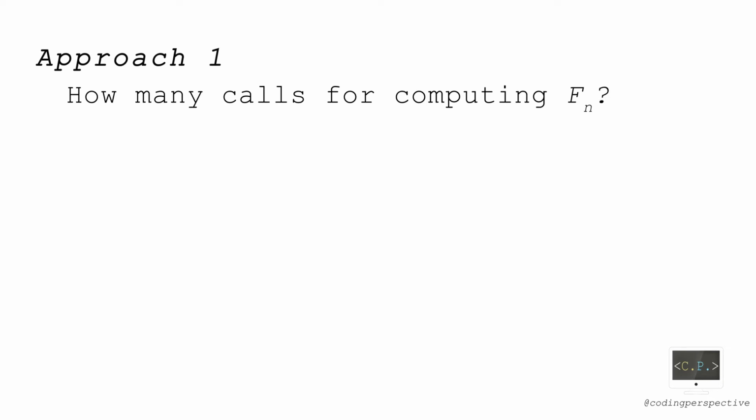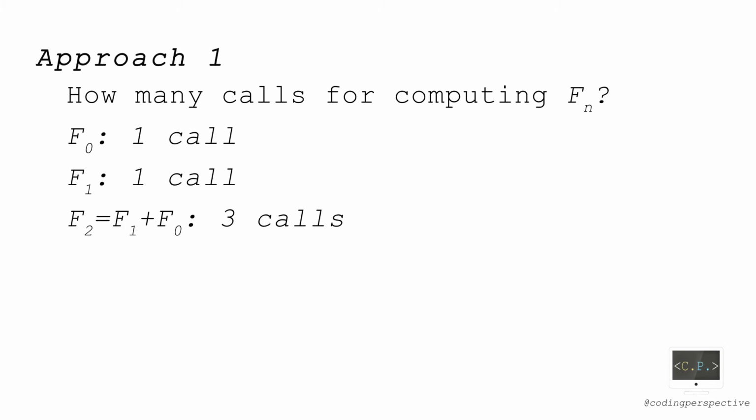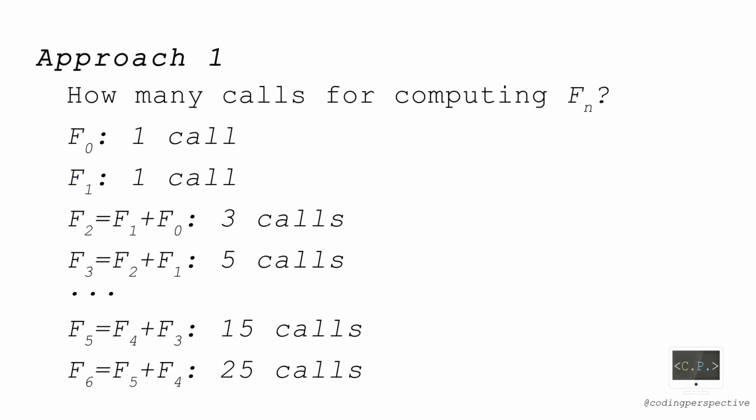Let's now examine how many times we need to call function Fibonacci to compute nth member fn. For f0 and f1, one call is enough. For f2, we need 3 calls. The first one is for the summation of f1 and f0, whereas the other two are to obtain f1 and f0. Similarly, to compute f3, we need to call the function 5 times. The first one is for the summation, 3 of them are to compute f2, and 1 of them is to obtain f1. To compute f5 and f6, we will need to call it 15 and 25 times respectively.